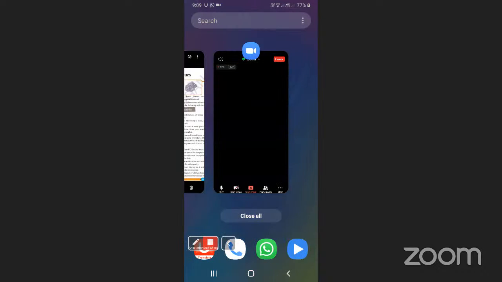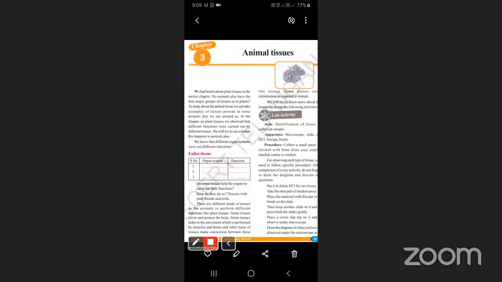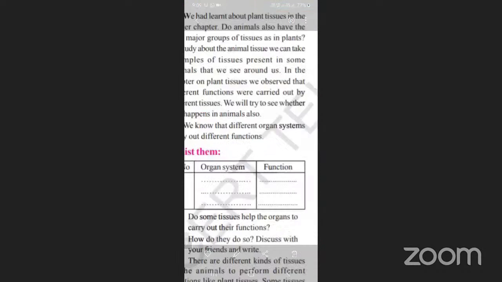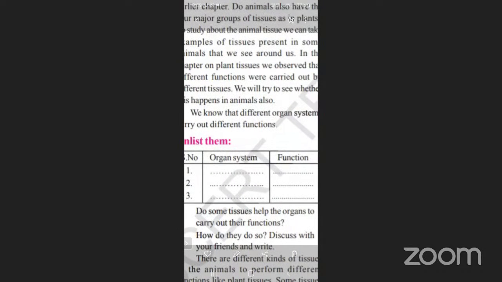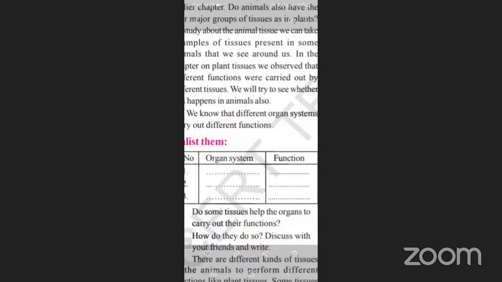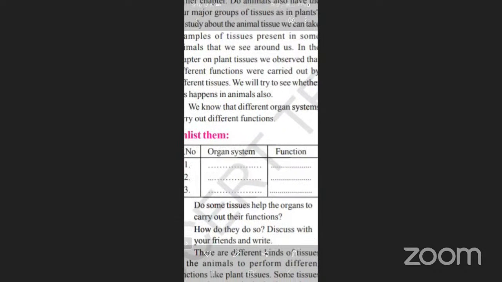Okay, here we have serial number, organ system, and function. So here so many organ systems are there in our body, like digestive system, respiratory system, excretory system, endocrine system, skeletal system, muscular system, and nervous system. So like the different tissues, sorry, organs are there, organ systems are there, and their functions also.